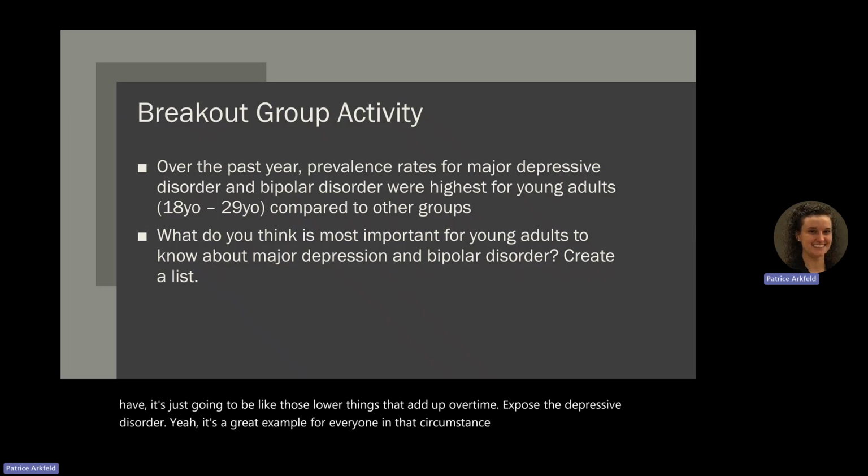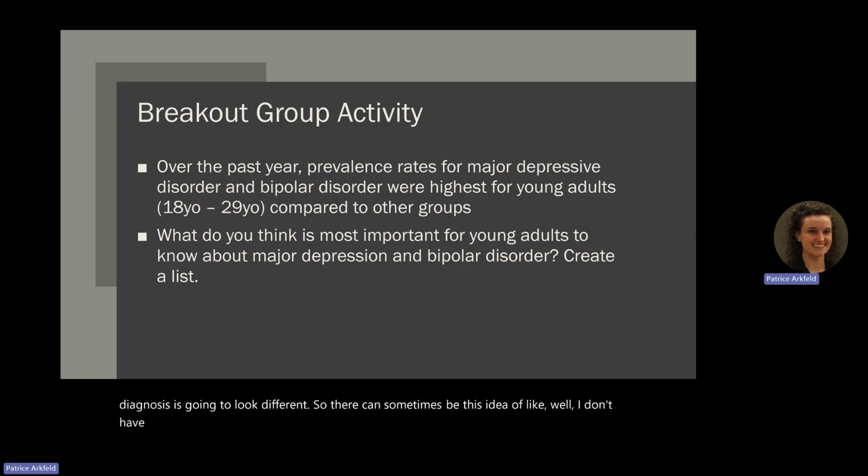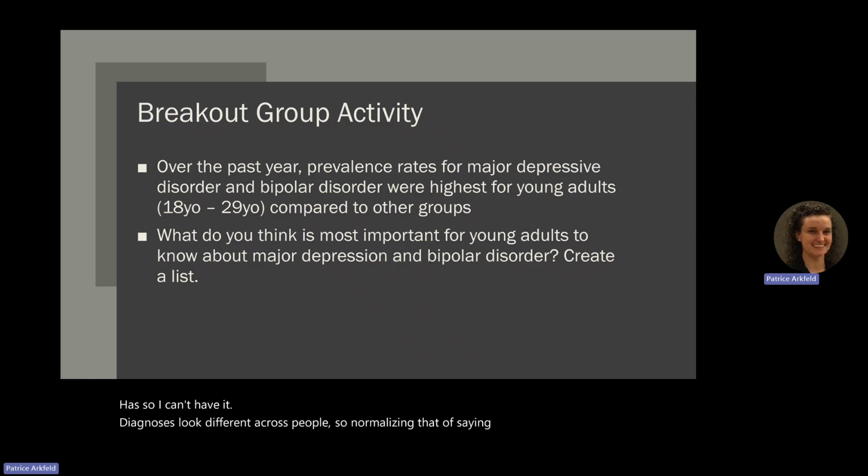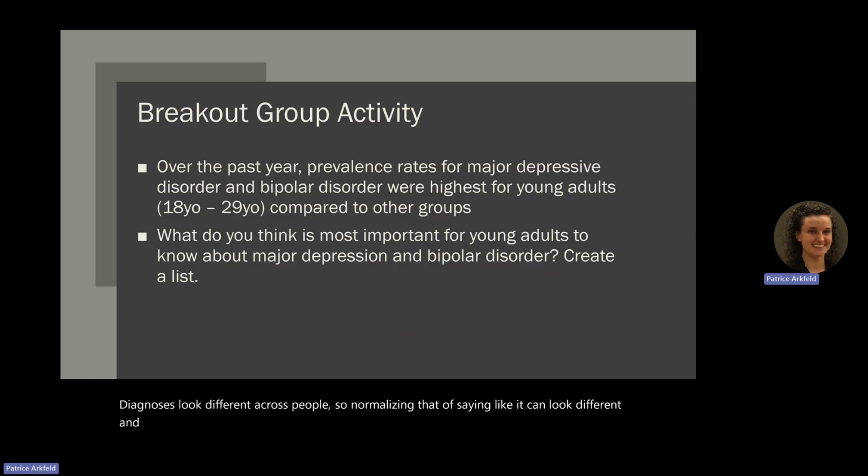If you're talking about a family or genetic component risk factor, one thing to keep in mind is that every person's diagnosis is going to look different. So there can sometimes be this idea of like, well, I don't have this exact symptom that my family member has, so I can't have it. Diagnoses look different across people. So normalizing that of saying like, yeah, it can look different and still meet diagnostic threshold. Yeah, great example. How about the group in the middle here?